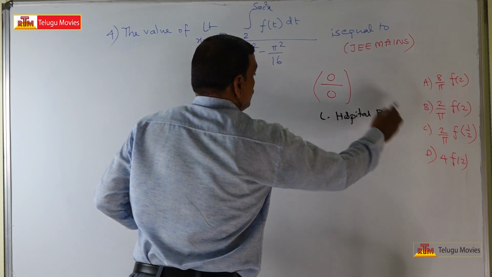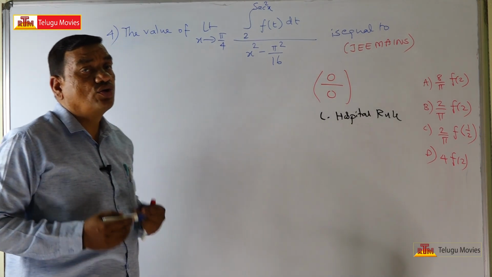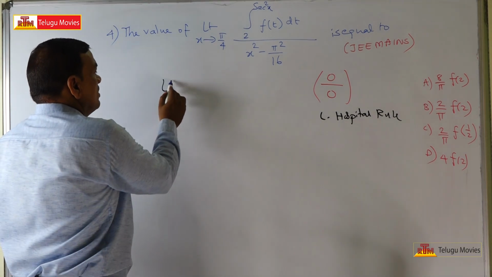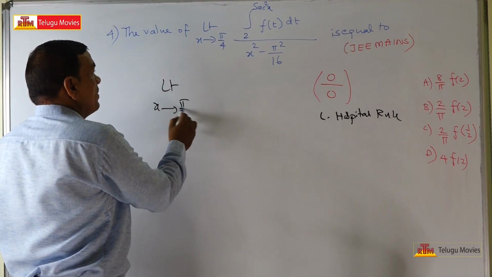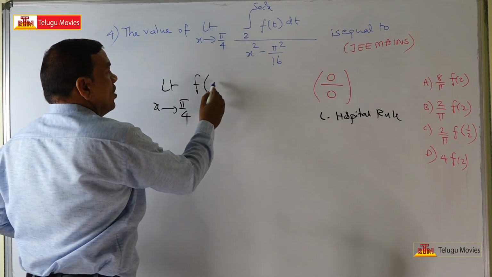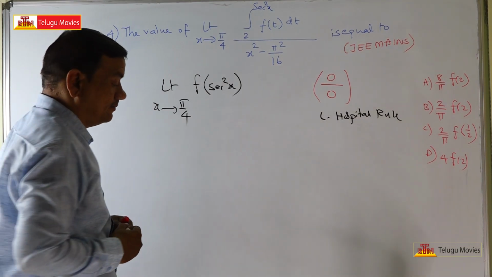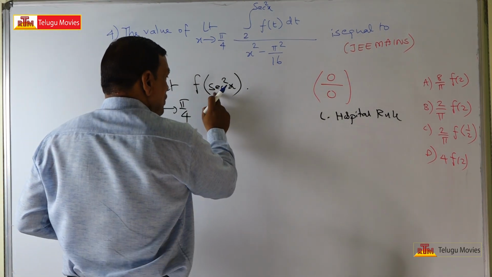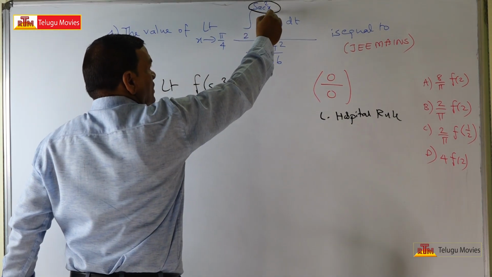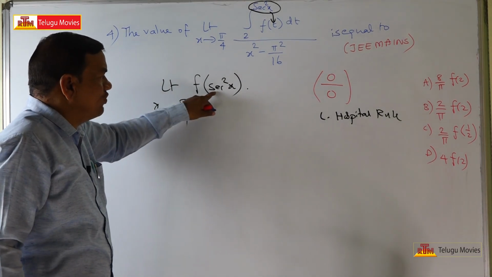Okay now. So here if you observe in the numerator, you have an integral sign. So here you have to use the Leibniz formula. Okay now. So this is given by limit x tends to pi by 4, f of secant square x. Again, you have to write the derivative of it. So here secant square x, you substitute first, f of secant square x, and write the derivative of secant square x.